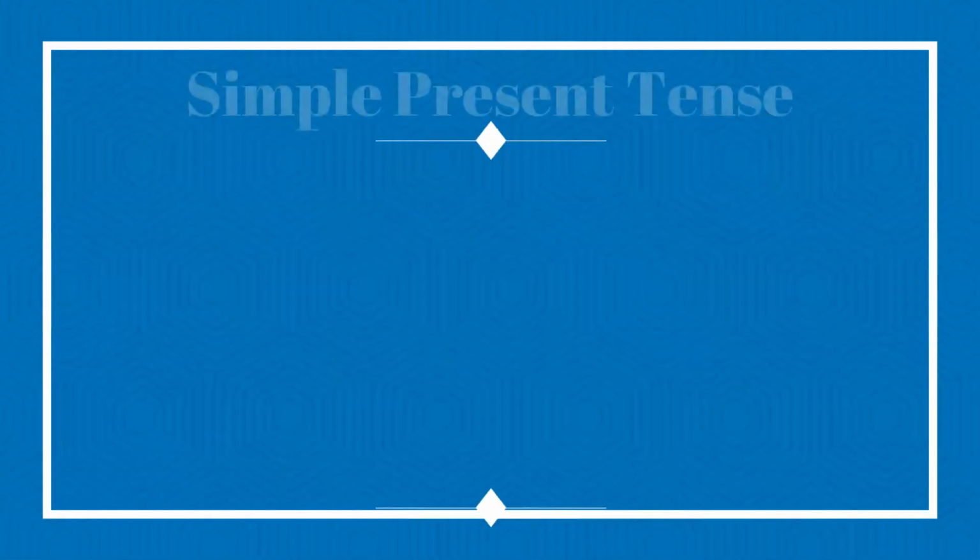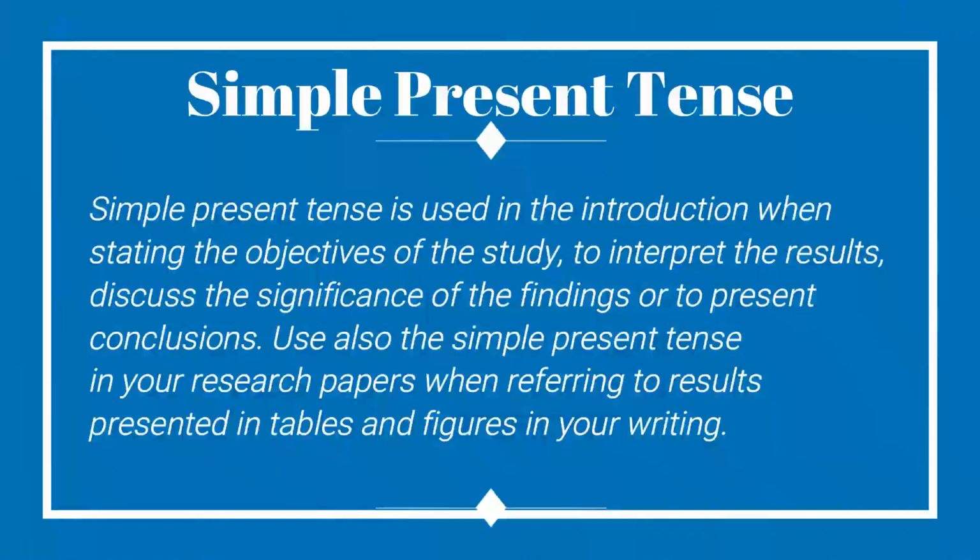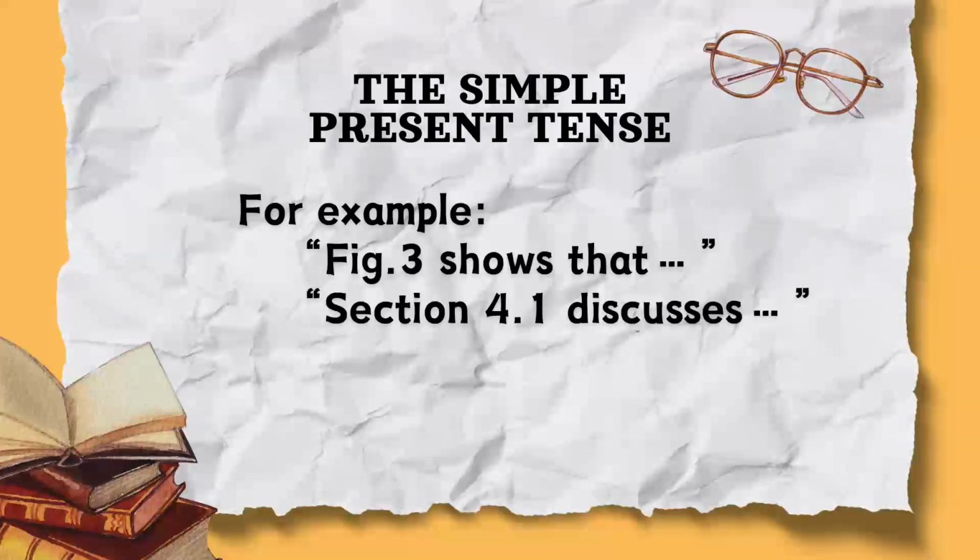Now, let's talk about the simple present tense used for introduction, results, tables, and figures. Simple present tense is used in the introduction when stating the objectives of the study, to interpret the results, discuss the significance of the findings, or to present conclusions. Use also the simple present tense in your research papers when referring to results presented in tables and figures in your writing. For example, figure 3 shows that. So the verb there is the word shows, which is in simple present tense.